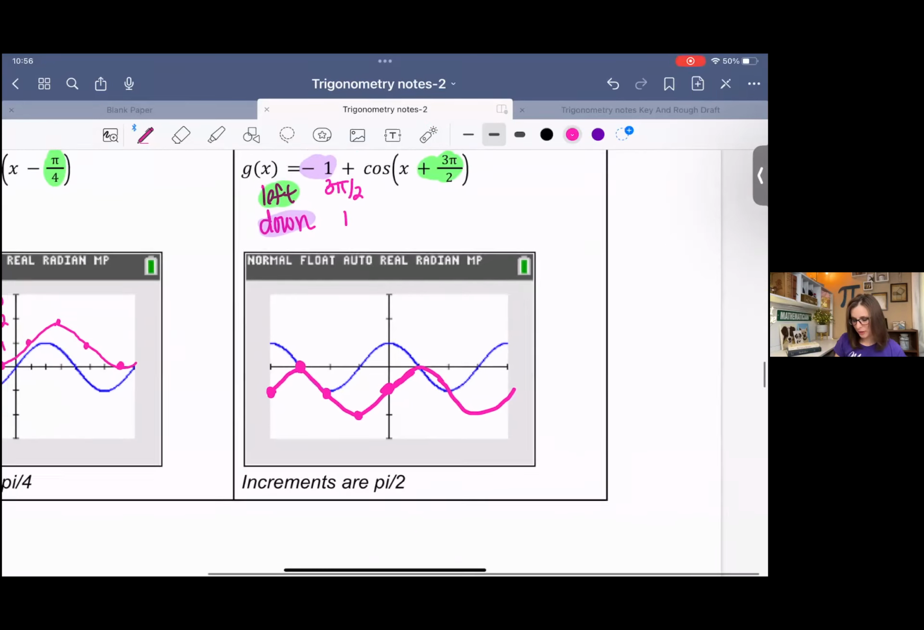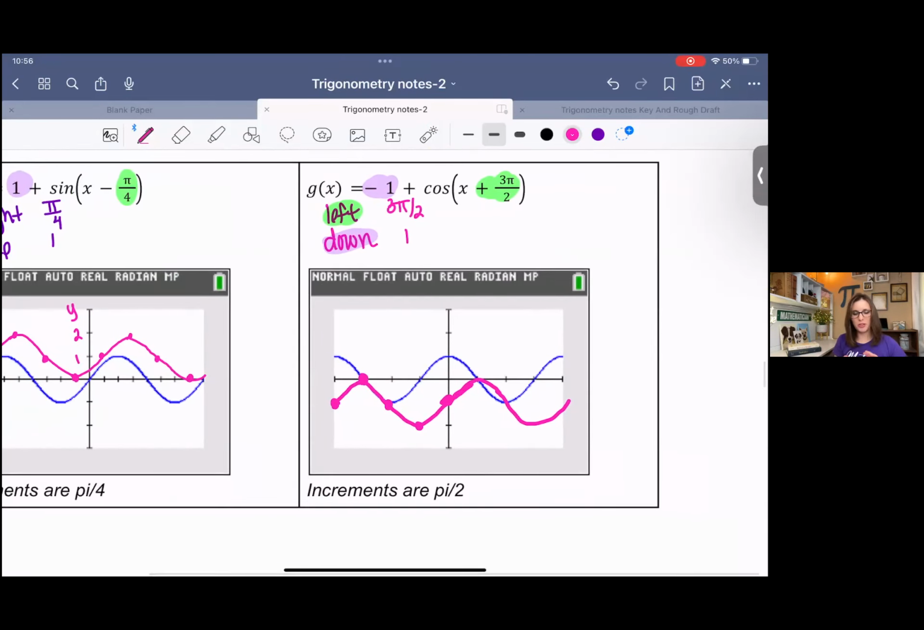So my sketch is a little bit rough, but it's correct. So we're going to go left 3 pi over 2 since it's plus 3 pi over 2. And we're going to go down 1 because of the -1 outside. I did state at the bottom that the x increments are pi over 2.